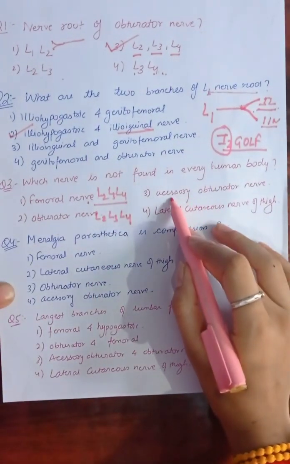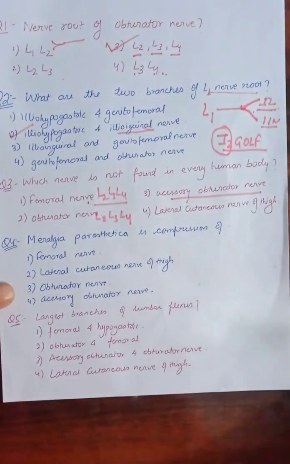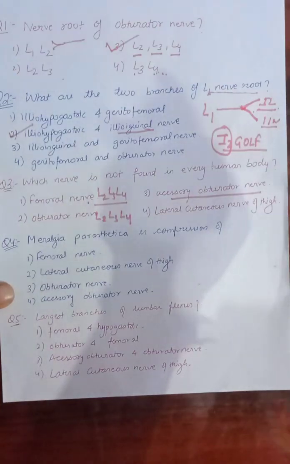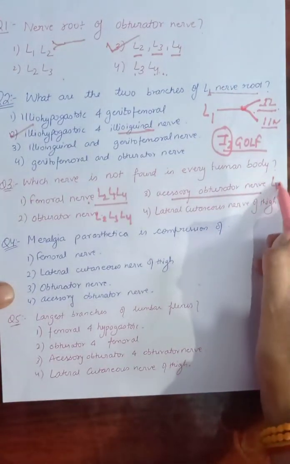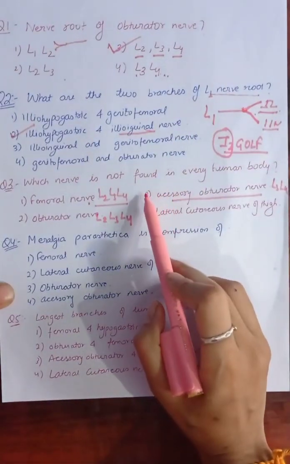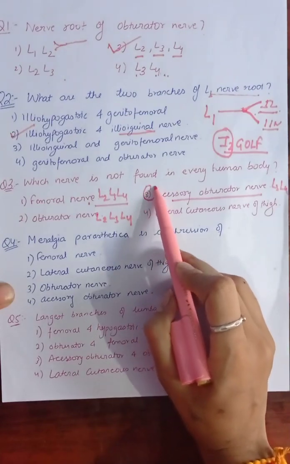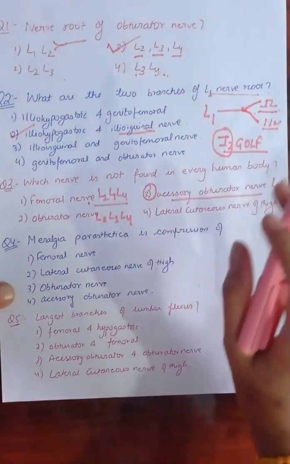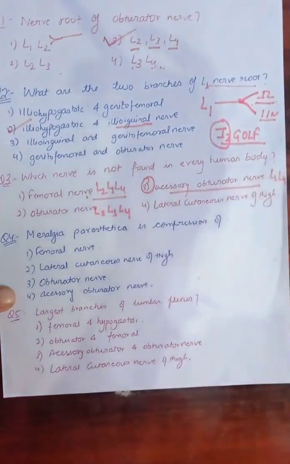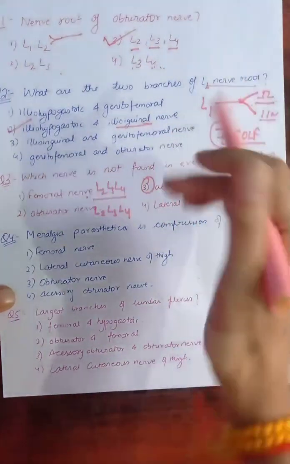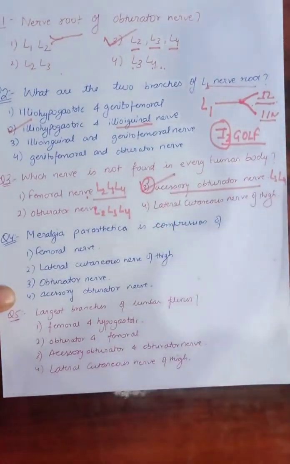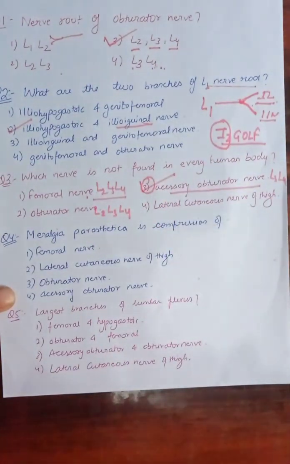The accessory obturator nerve, I told you, arises from L3, L4. This nerve is present in some individuals and not present in others. So it is the accessory obturator nerve which is not found in every human body.